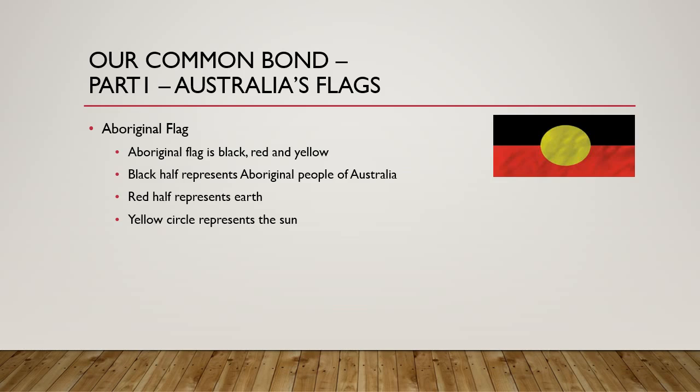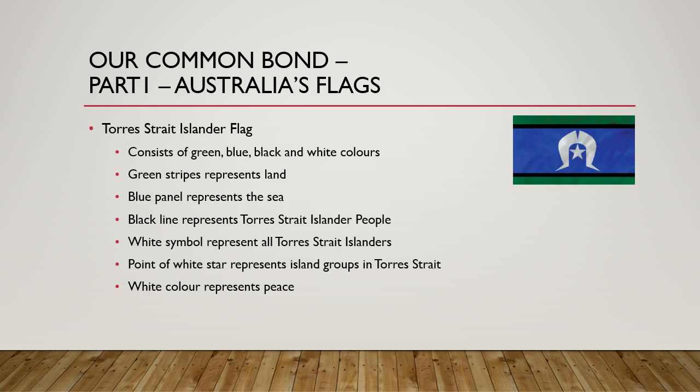Now you can see the Aboriginal flag. It is black, red and yellow. The black half represents the Aboriginal people of Australia, the red half represents the Earth, and the yellow circle represents the sun. After that we have the Torres Strait Islander flag. It consists of green, blue, black and white colors. The green stripes represent land, the blue panel represents the sea, the black line indicates the Torres Strait Islander people, the white symbol represents all islanders, and the points of the white star represent the groups of Torres Islanders. White represents peace.